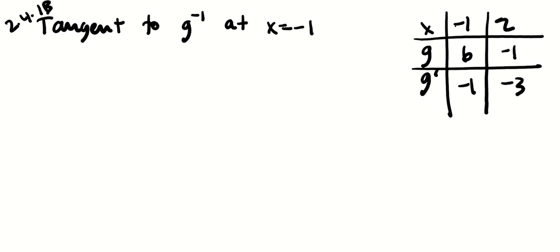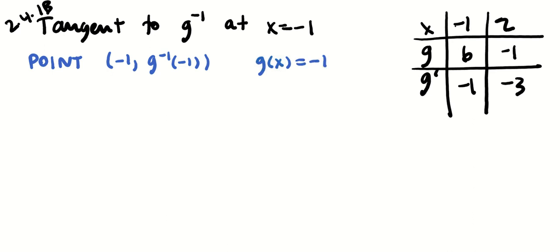The tangent to g inverse at x equals -1: I'm going to need a point and a slope. My point is going to be -1 and g inverse of -1. g inverse of -1 is the solution to the equation g of x equals -1. I find that right here. They're always going to put a place where x equals that value too, just to try to distract you. I copied that just to point that out. And so that traces back to x equals 2. So that means that g inverse of -1 equals 2, and my point is -1 and 2.